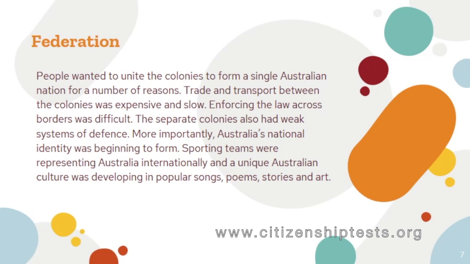Trade and transport between the colonies was expensive and slow. Enforcing the law across borders was difficult. The separate colonies also had weak systems of defence. More importantly, Australia's national identity was beginning to form. Sporting teams were representing Australia internationally and a unique Australian culture was developing in popular songs, poems, stories and art.